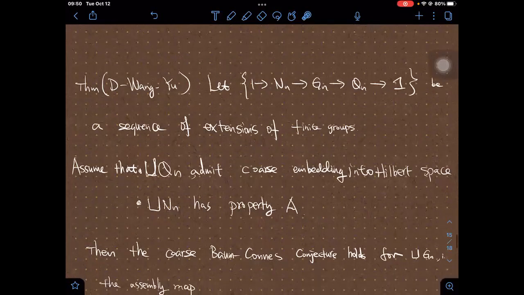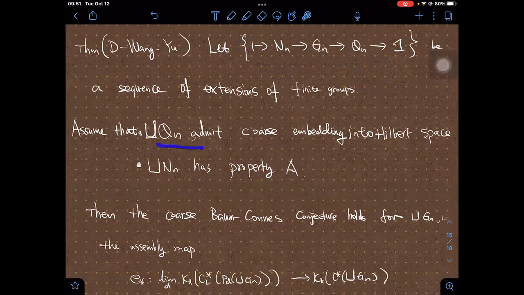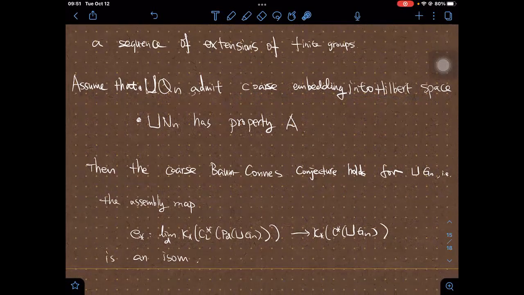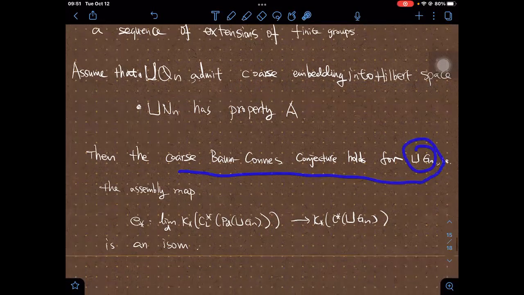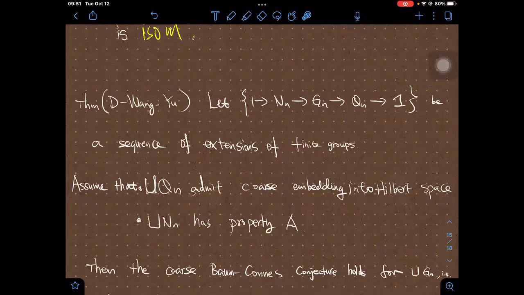And another result by me, Qin Wang and Guoliang Yu: if you have a sequence of extensions by finite groups, and you assume the coarse disjoint union of the quotients admits a coarse embedding into Hilbert space, and the coarse disjoint union of the normal subgroups has property A, then we can verify that the coarse Baum-Connes conjecture holds for the coarse disjoint union of G_n. Actually, all the constructions of relative expanders have this structure: the union of the normal subgroups has property A, and the union of the quotient groups admits a coarse embedding into Hilbert space.